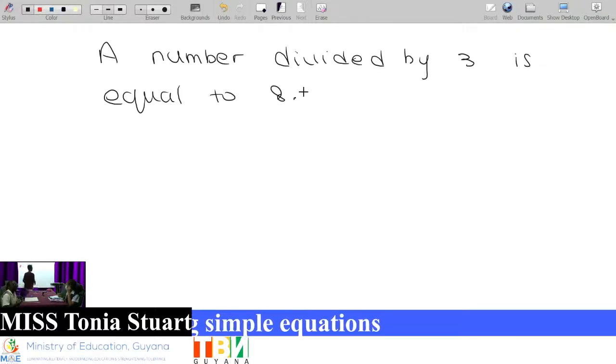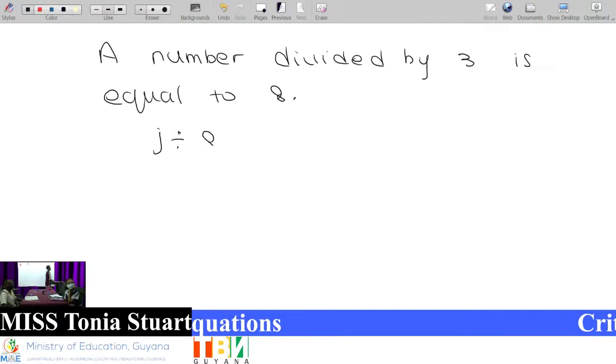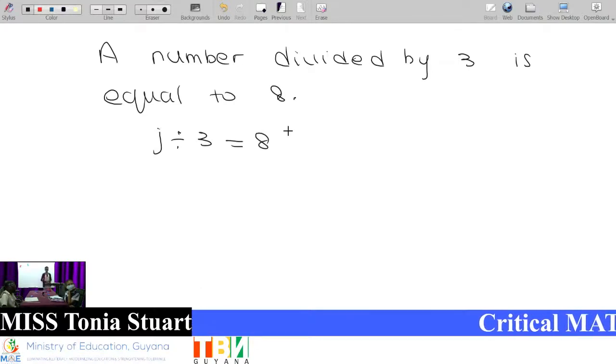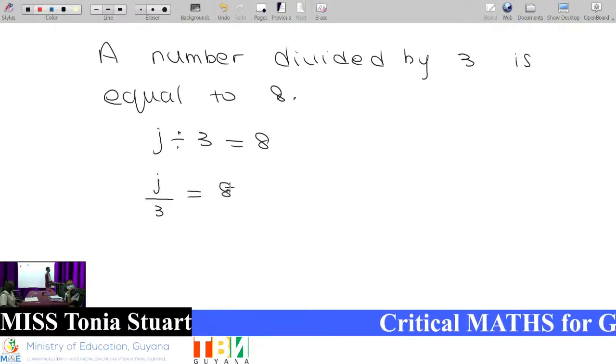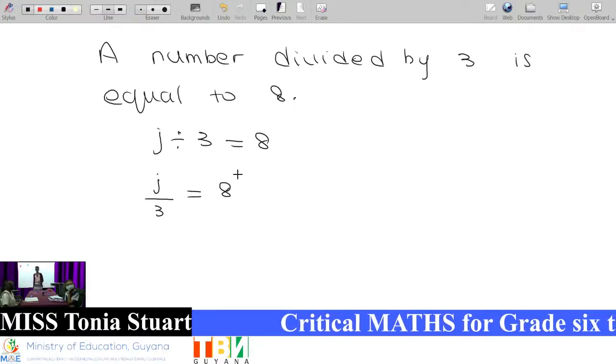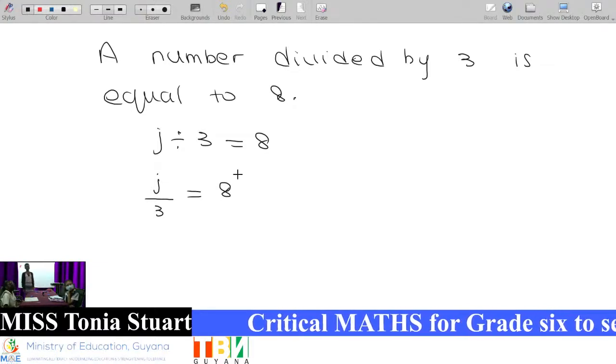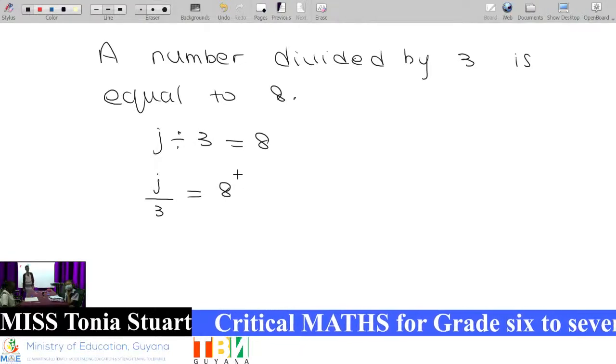So you should have something looking like this. So you may write J divided by 3 is equal to 8. Anybody wrote it like that? Yeah. Or you could have written it like this, with a fraction bar. Same thing. So you can either use the division symbol or you can use the bar, which represents division as well.